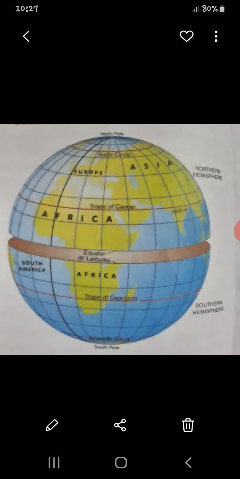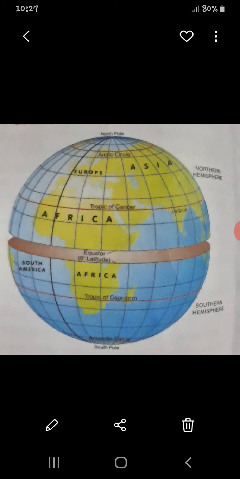Now that is not enough. Still there are things that are needed for us to locate places on the globe. Another imaginary line running on the globe divides it into 2 equal parts. Can you see this diagram? In the north you have the northern hemisphere, in the south you have the southern hemisphere, and the equator, which is of 0 degree latitude, is in the middle. It divides the earth into 2 equal parts.